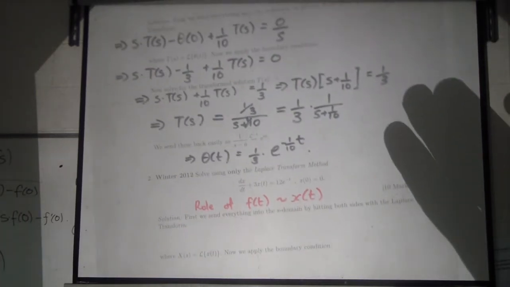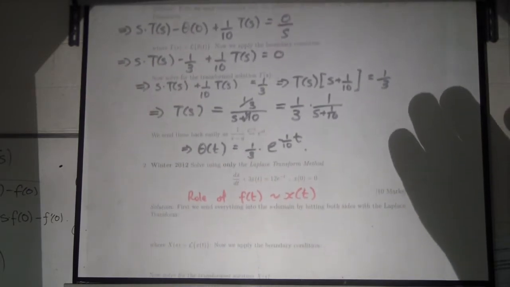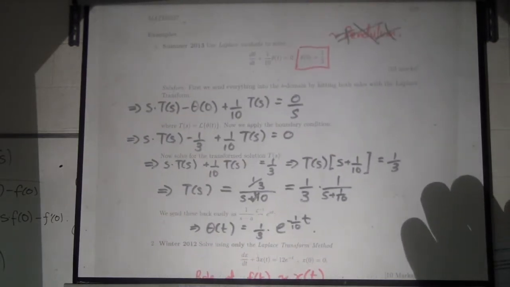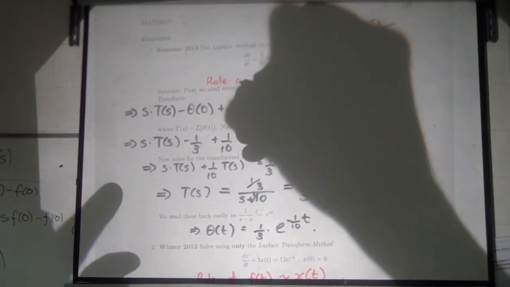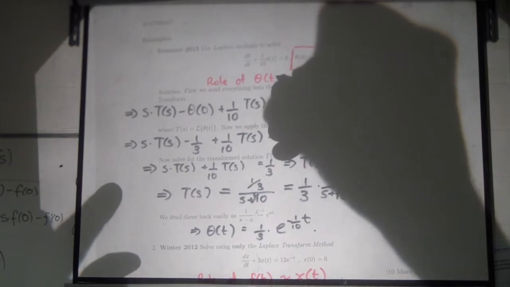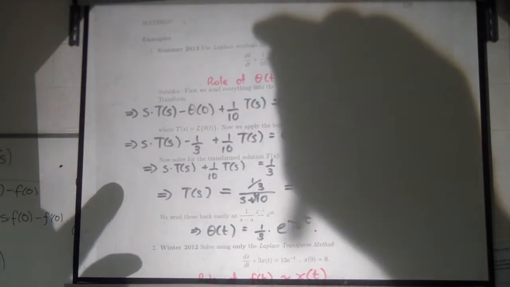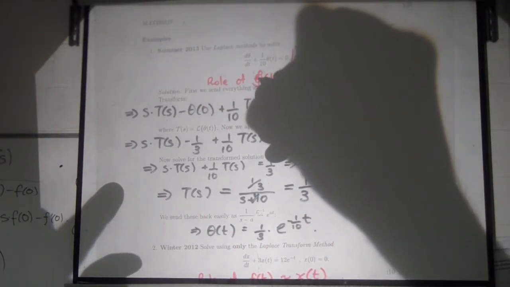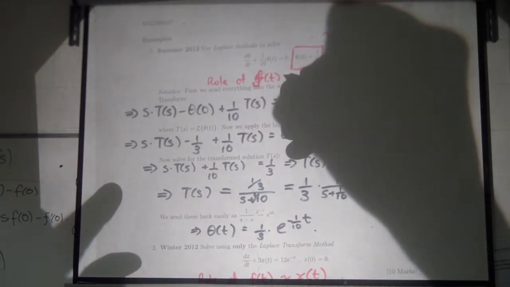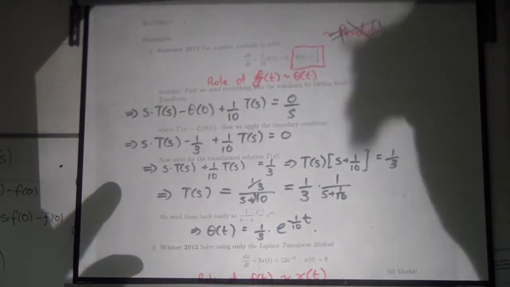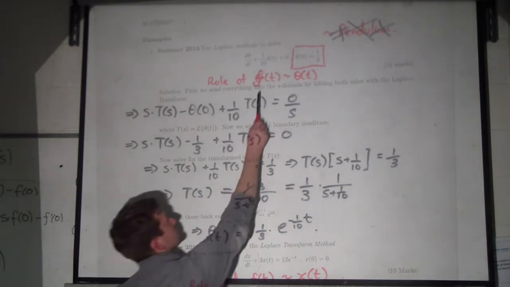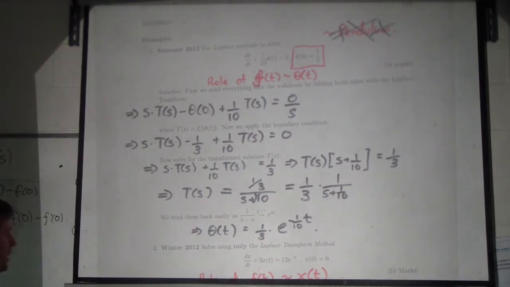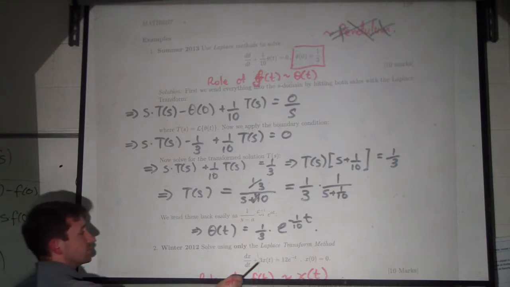See, when you were saying there the role of f of t is x of t, that means up top the role of f of t was played by theta. Now, you're solving this for theta of t. That's the name of the game. And here you're solving for x of t.